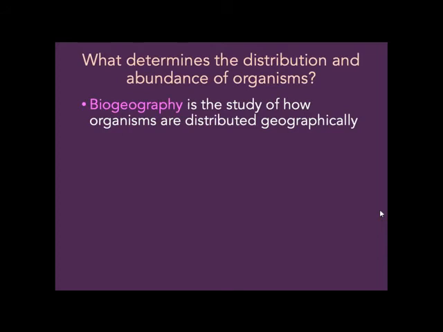So one question that people ask in an ecological context is, what determines the distribution and abundance of organisms? And there's a field of study called biogeography, which studies how organisms are distributed geographically, why here and not there. It could be looking at species that are in the here and now or fossils of species.